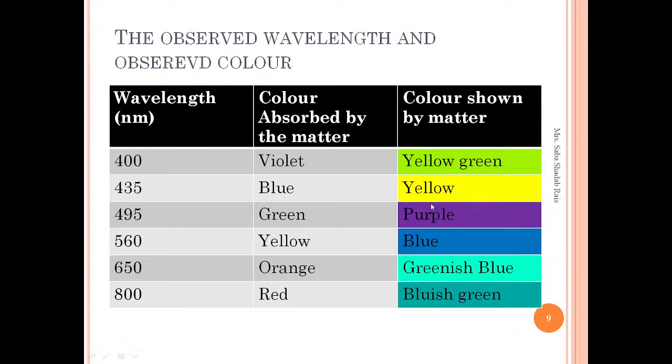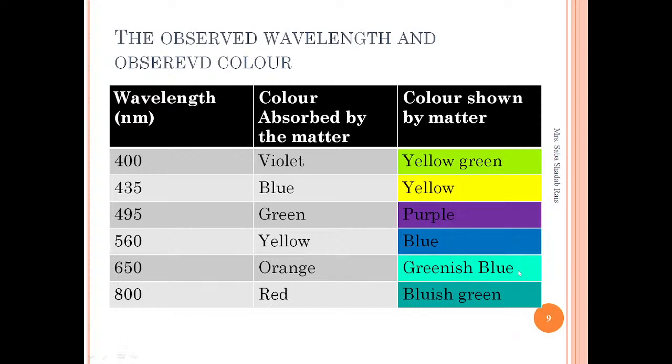If your solution is yellow, it is going to absorb blue light, and you are going to use the 430 nanometer filter, 435. If your solution is purple, it is going to absorb green light, and you will use the 495 filter. If your substance is blue, it is going to absorb yellow light, and you are going to use the 560 nanometer. Remember, at the time of protein purification you will be getting the blue substance.